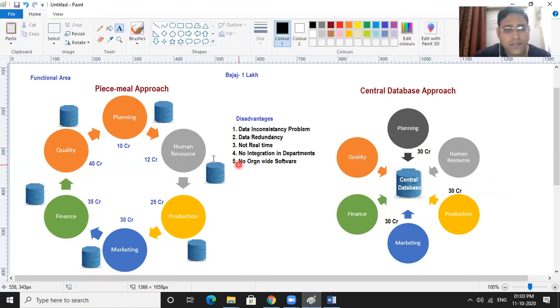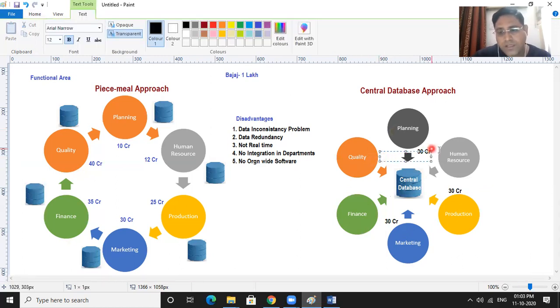In the same way, finally, if the quality department has updated it to 40 crore, the same data they can access. So the human resource department will know, yes, the quality department has updated it to 40 crore, and now they all will have the same data, 40 crore, because it is the central database approach.